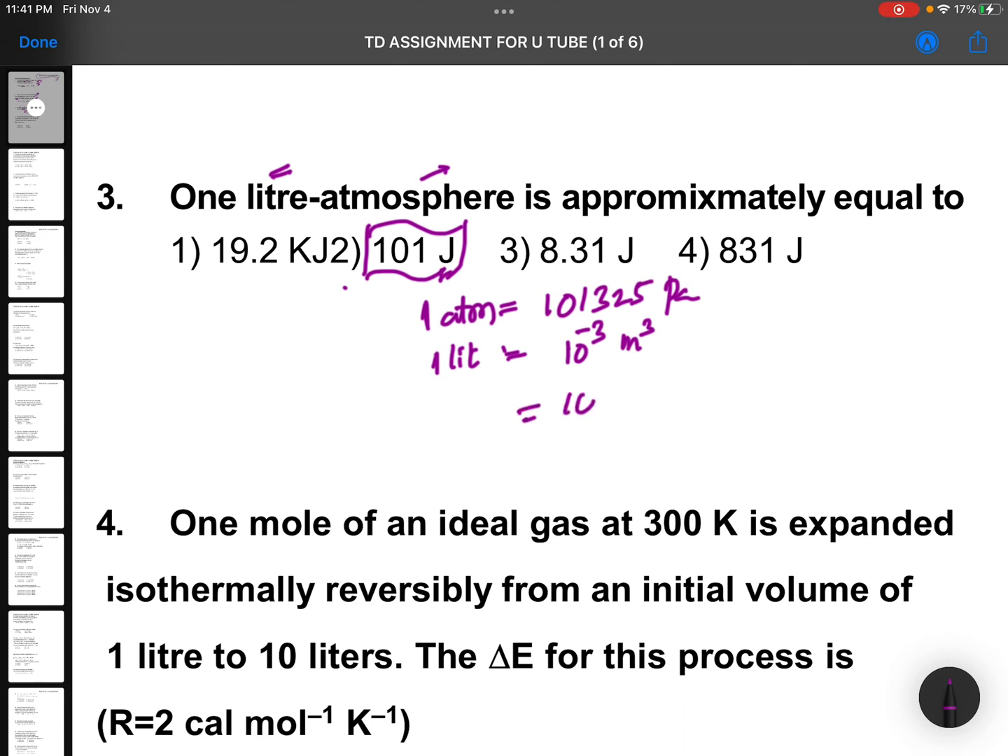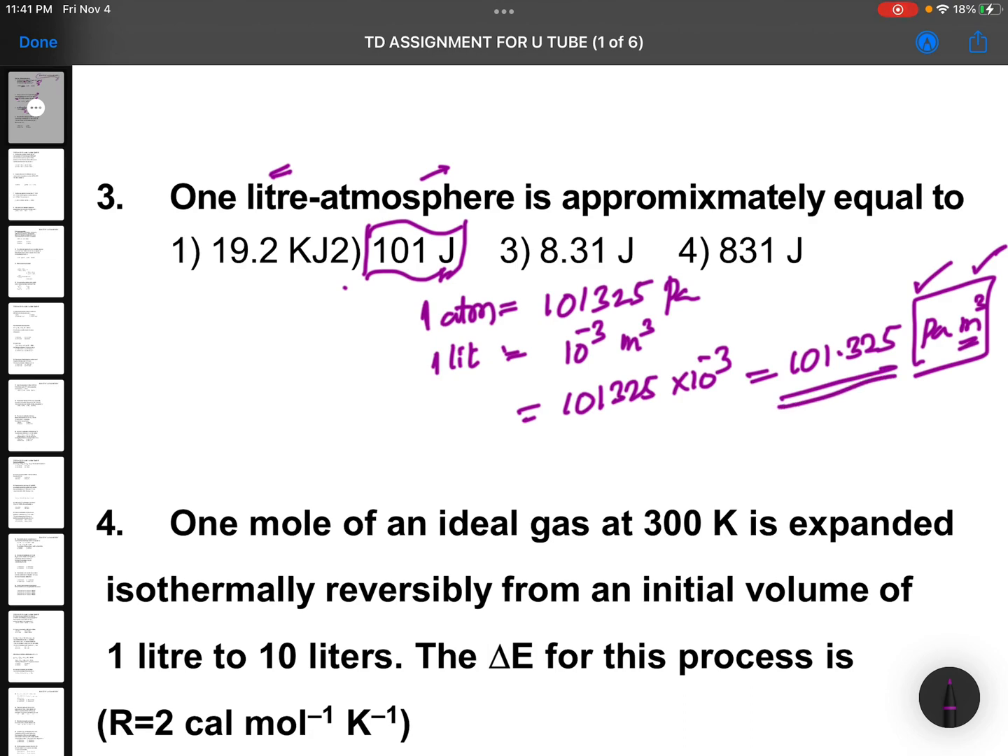Now, when you multiply these two, it will become 101.325 pascal per meter cube. Okay, now pascal into meter cube, sorry. So pascal into meter cube is nothing but joule. It is SI unit. Approximately you can take 100, no worries.